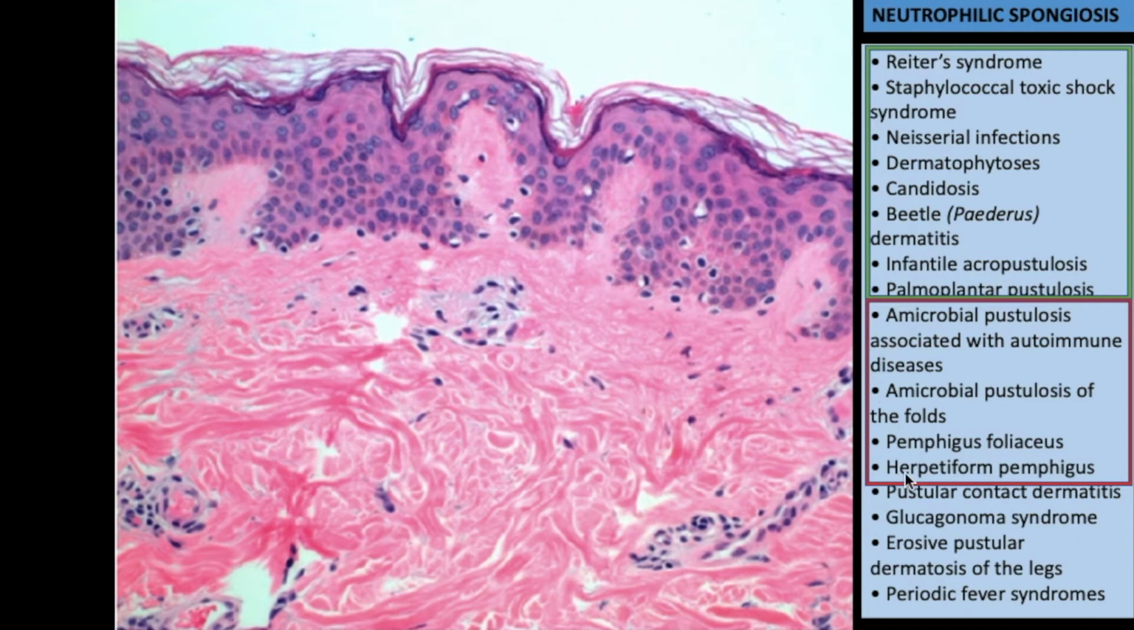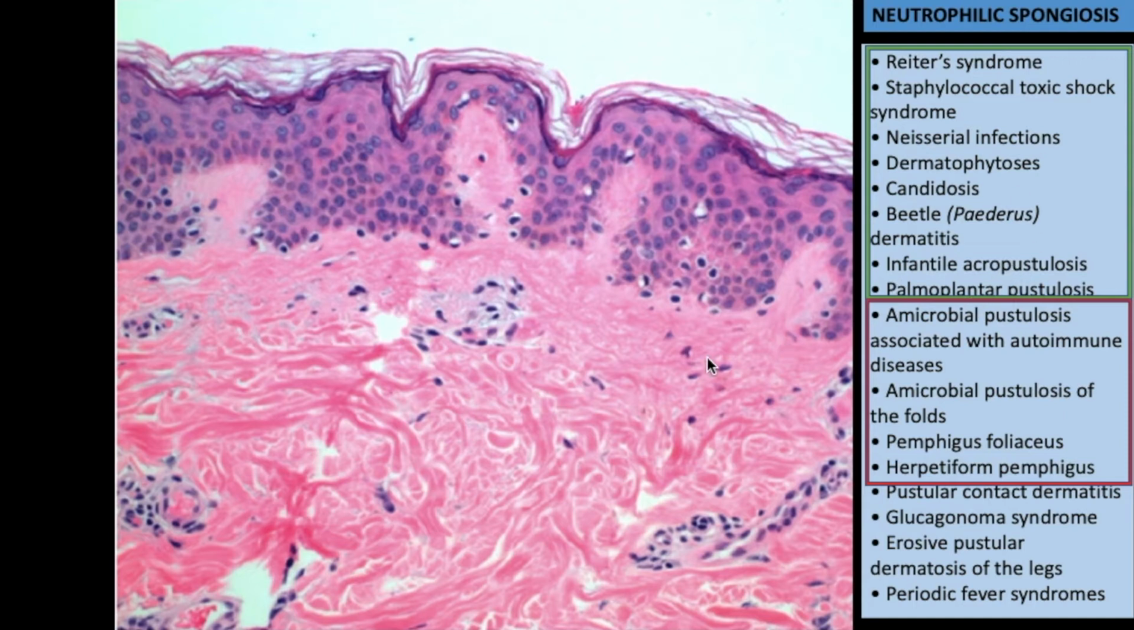Also think of autoimmune problems, which could be related to neutrophilic spongiosis. And the third is the waste basket: if we cannot fit into the infectious or the autoimmune, we think of hereditary, we think of, for example, glucagonoma syndrome, or pustular contact dermatitis, erosive pustular dermatosis of the legs. So different entities that don't fit into these categories.